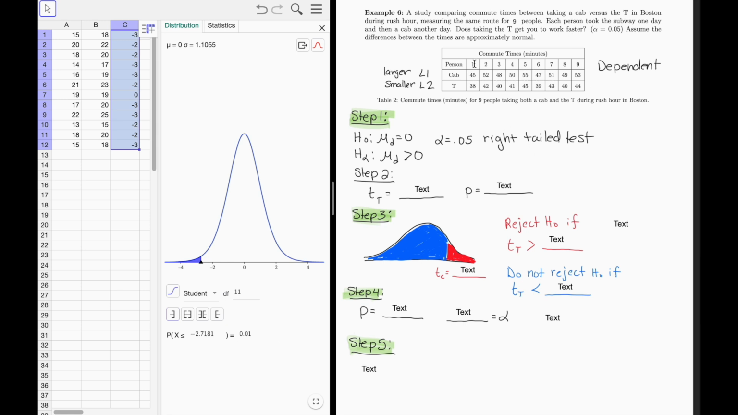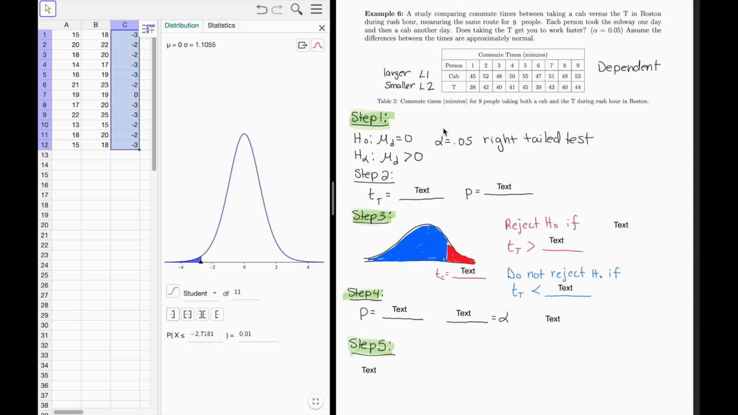So this person right here, this is the time it took for them to take a cab, and this is the time that it took for them to take the T. Because this 45 and this 38 are coming from the same person, there's a direct connection between the 45 and the 38. So this is dependent. Now we're looking to see if taking the T gets us to work faster. So we're expecting the values for the T to be smaller, and we're expecting it to take longer for the cab, so these values are going to be larger.